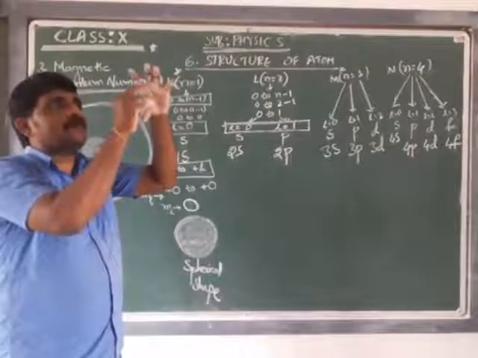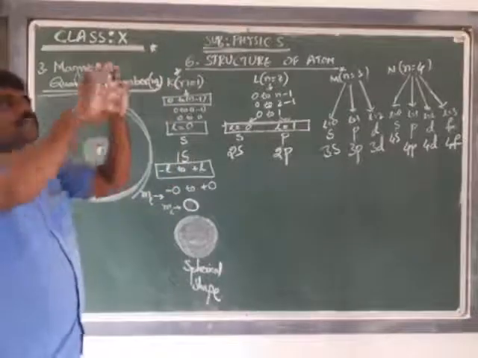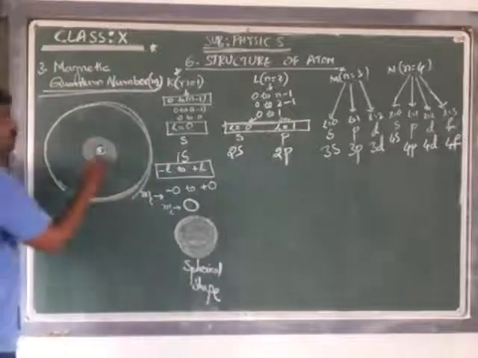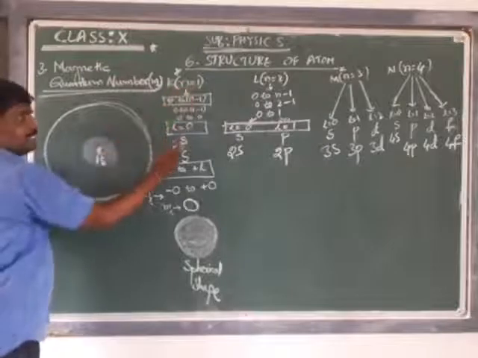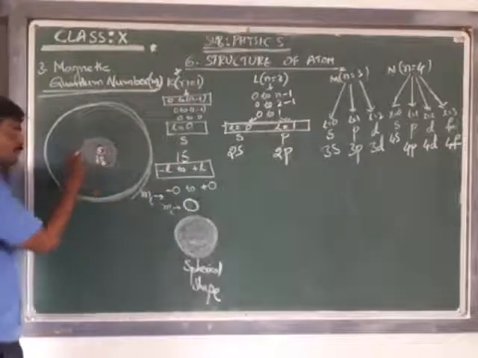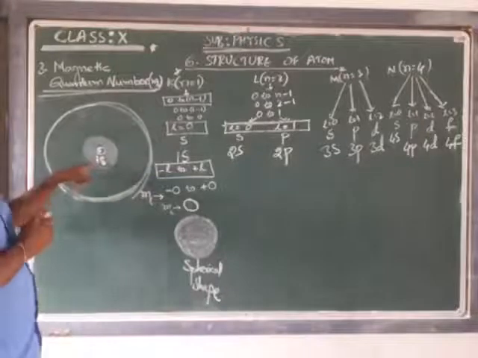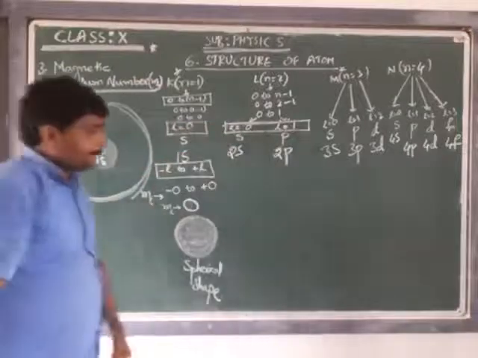Just above the nucleus, we have one more sphere. What is the reference of the sphere? That is the first shell, S subshell. How is it oriented? In the form of a sphere. Have you understood? Next, if you go with the second discussion, you will get some more idea.